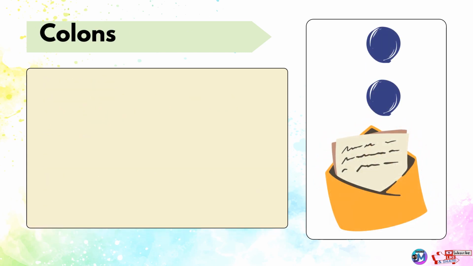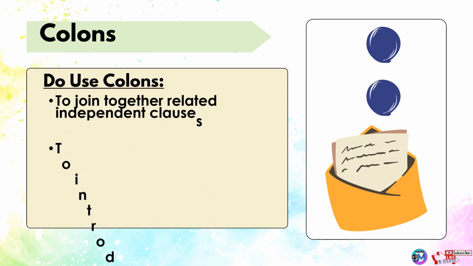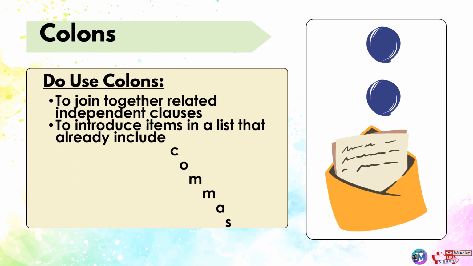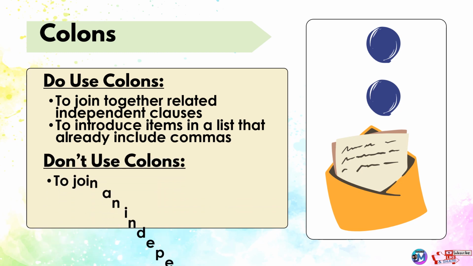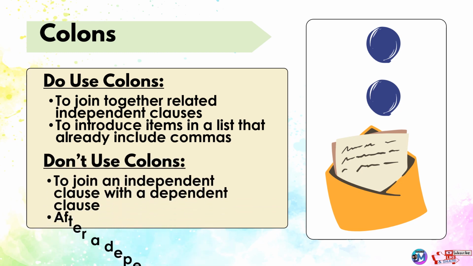Now, let's learn about colons. To use colons: to join together related independent clauses, to introduce items in a list that already include commas. Don't use colons: to join an independent clause with a dependent clause, after a dependent clause.